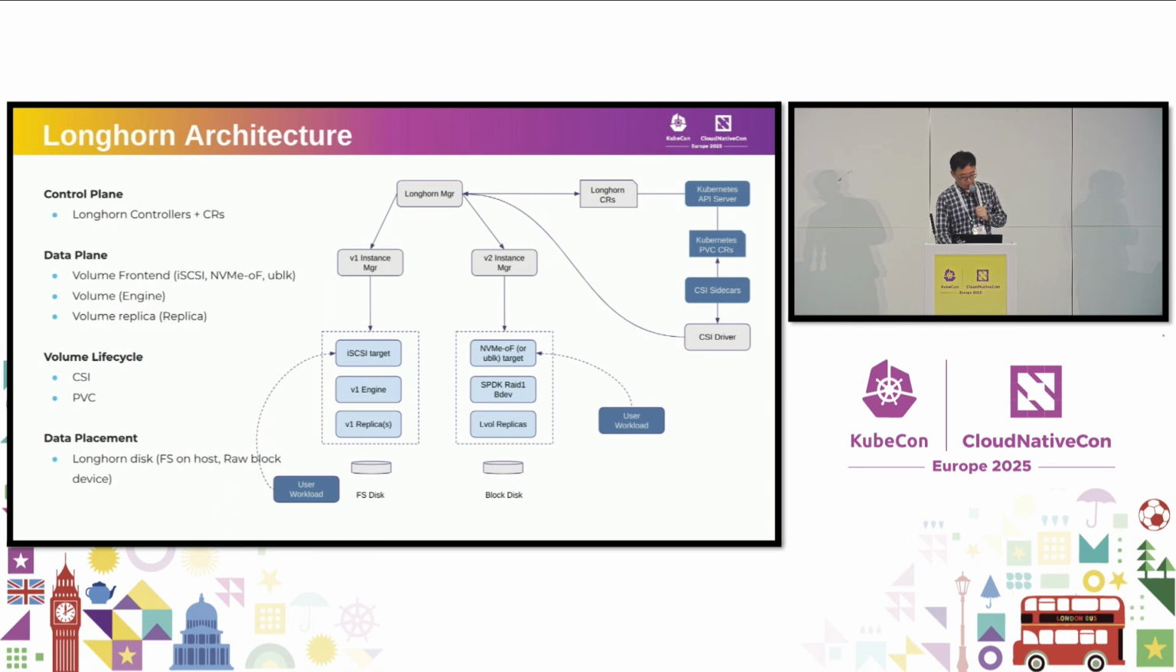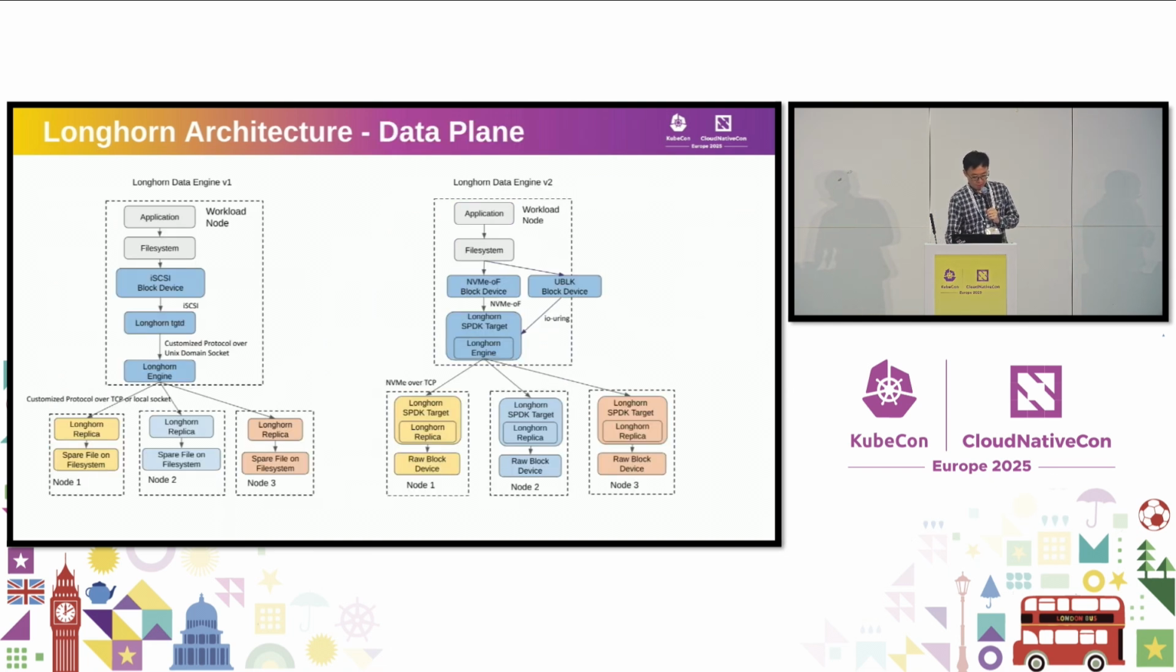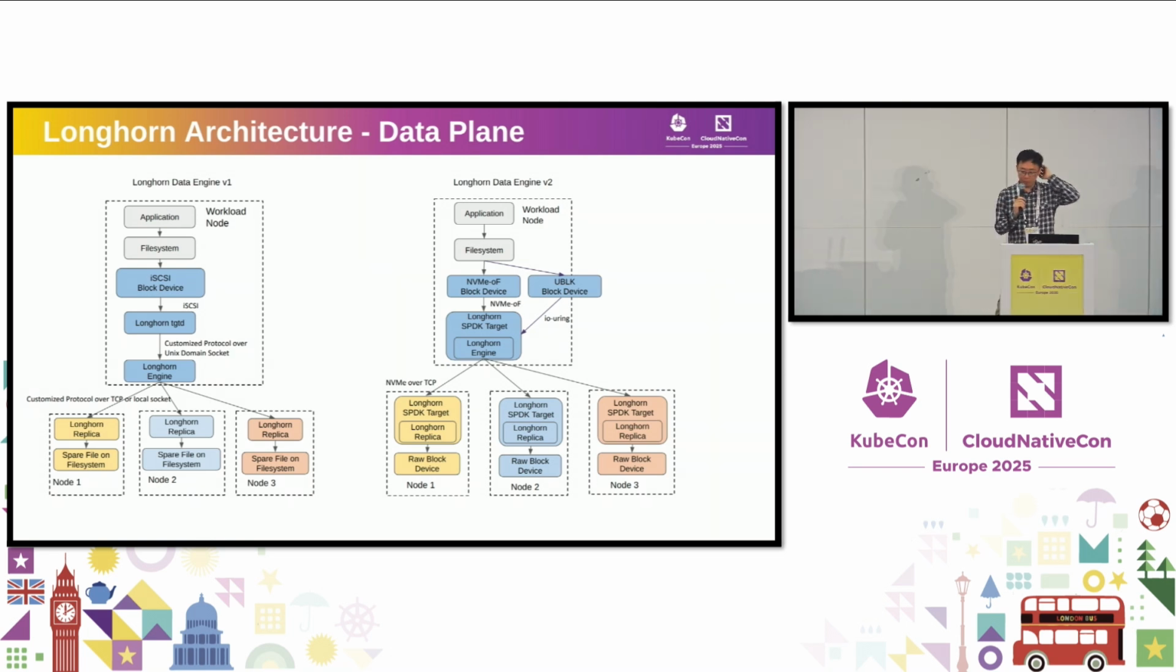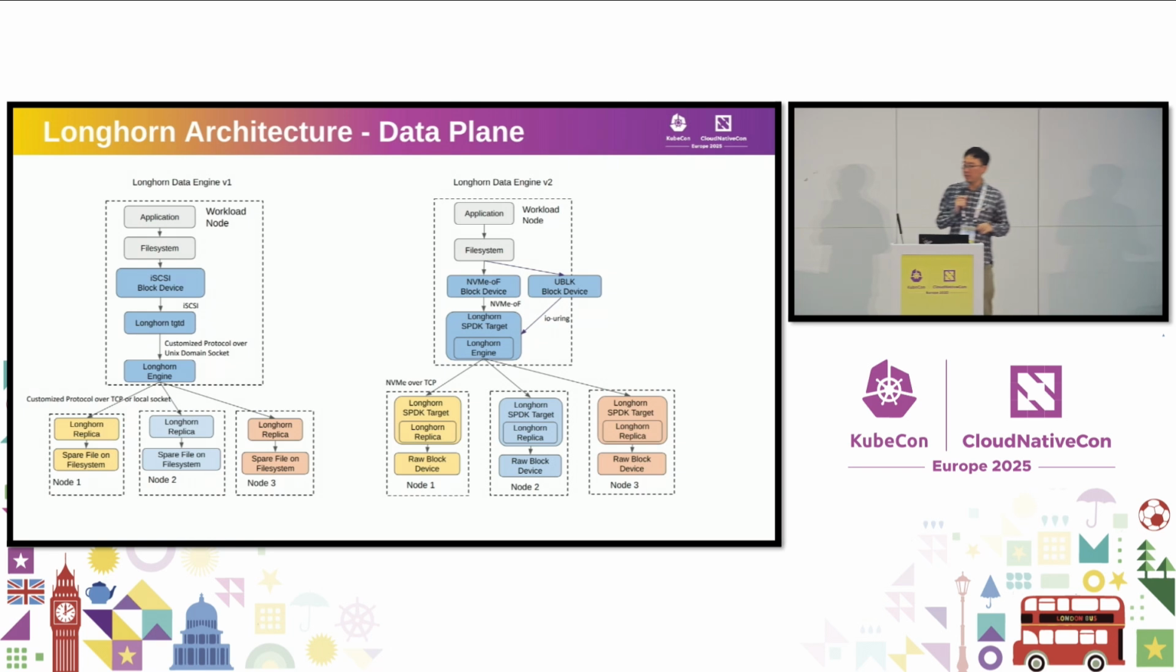So this part, should be this part. So the data plane part. The data plane part is how the volume actually makes it happen. So we have V1 and V2. Probably some of you don't know about V1 and V2, but I just want to brief. V1 is the current data engine we are using right now, based on the iSCSI protocol and a homemade protocol for replicas.